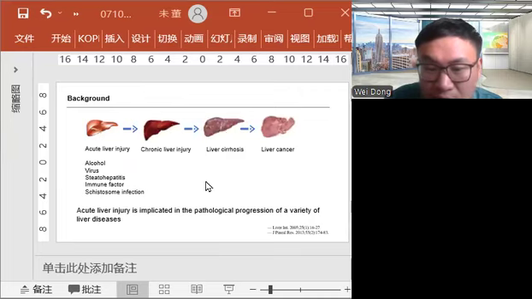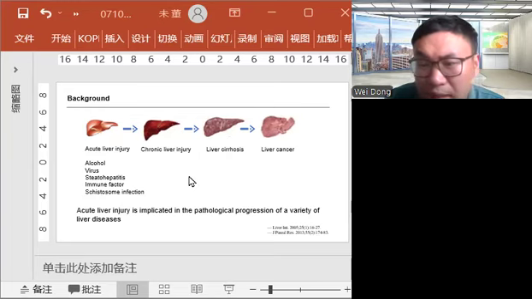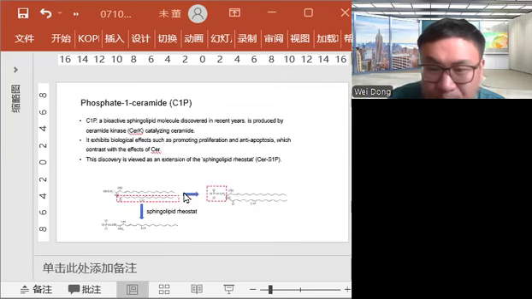Various causes, like alcohol, virus and so on, cause acute liver injury and then chronic liver injury and the inability of the liver to regulate nitrogen. And this can lead to cirrhosis and liver cancer. So acute liver injury is implicated in the pathologic progression of a variety of liver diseases.